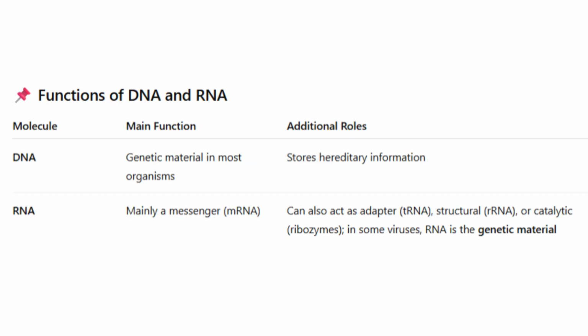Functions of DNA and RNA. Molecule, main function, additional roles. DNA functions as genetic material in most organisms, and stores hereditary information in the form of DNA sequence. RNA functions mainly as a messenger, mRNA, which can also act as adapter, tRNA, structural, rRNA, or catalytic, ribozymes. In some viruses, RNA is the genetic material.